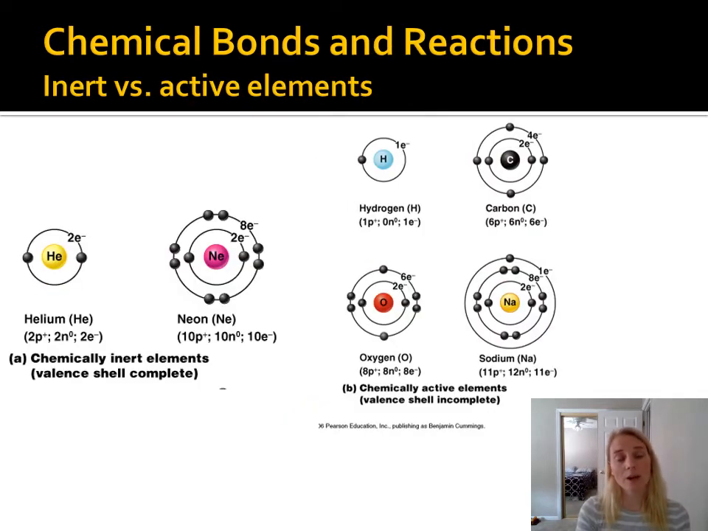All right, so now we can take a look at the bonding and reactions. So when we take a look at how atoms interact, we're really just looking at the electrons. The protons and neutrons are in the center of the atom. They're in the nucleus. They don't really interact with other atoms. They just give identity, right? So the protons just give the identity. The neutrons help with mass.